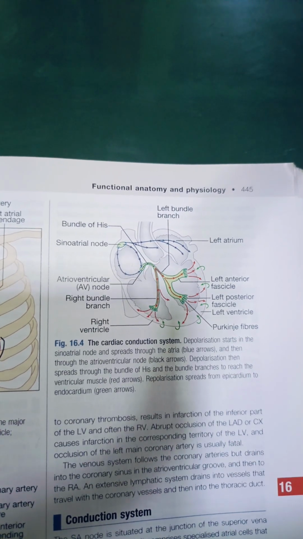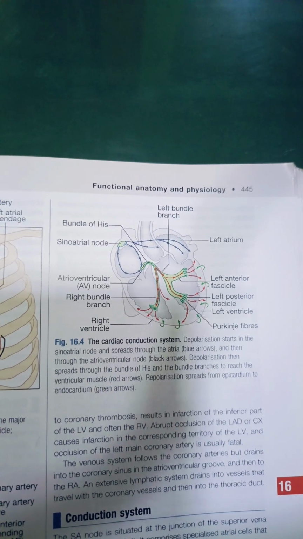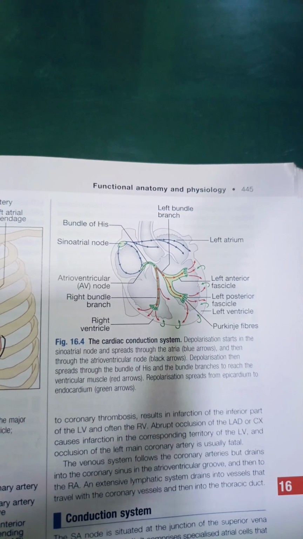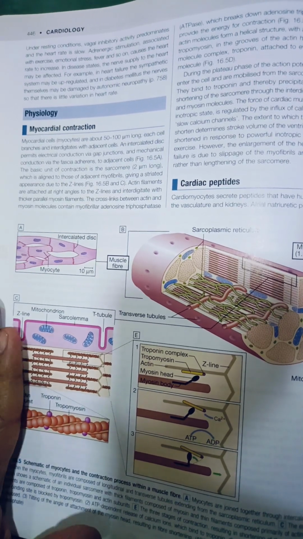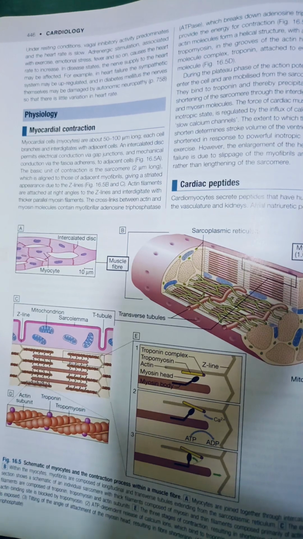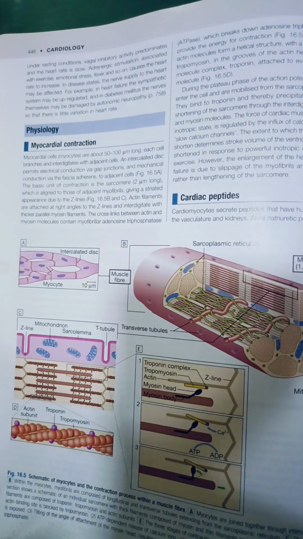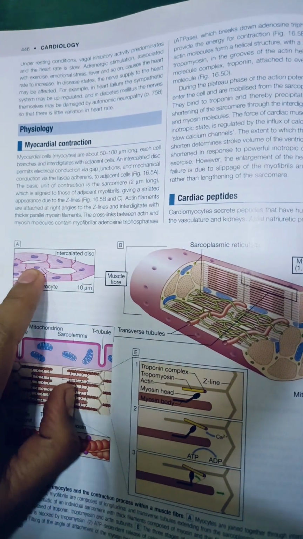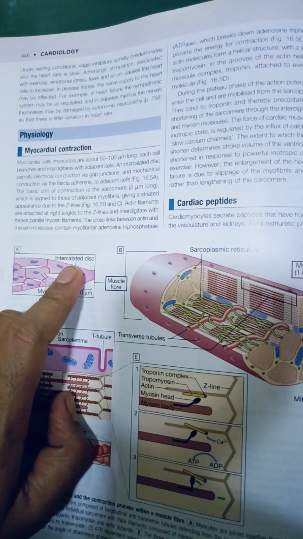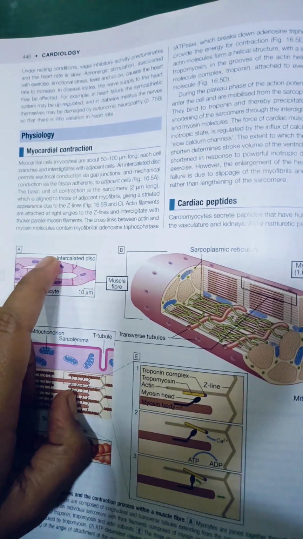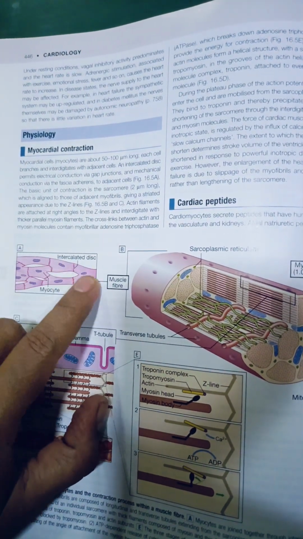Now the nerve supply of the heart. The heart has both sympathetic and parasympathetic fibers. The myocardial contraction is by myocardial cells which are 50 to 100 micrometers long. This is a myocyte, and in between there is an intercalated disc. The intercalated disc permits electrical conduction via gap junctions and thus gives signals to the adjacent cells.